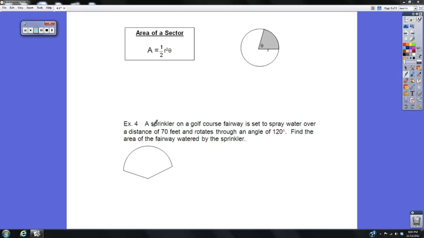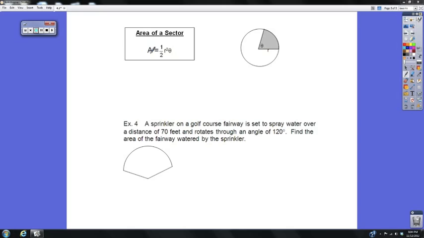Okay, last one for this section. We have another formula also. This is area of a sector. We have another circle, and this area is shaded in because we're not finding arc length anymore. We're not measuring around the outside of the circle. We're going to find the area of a portion inside the circle. We're going to find the area of this sector in here.